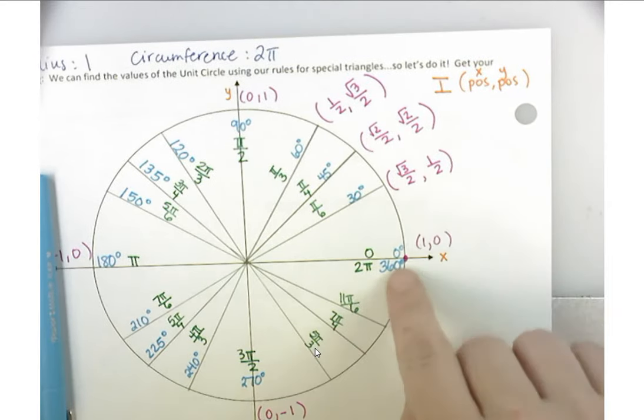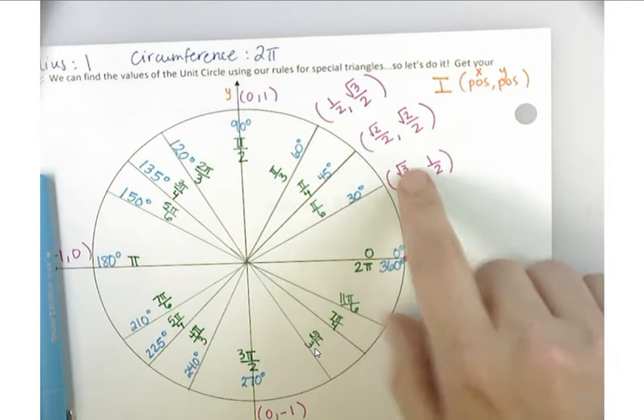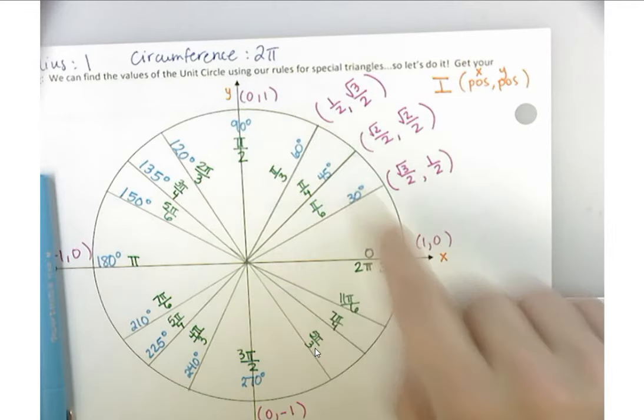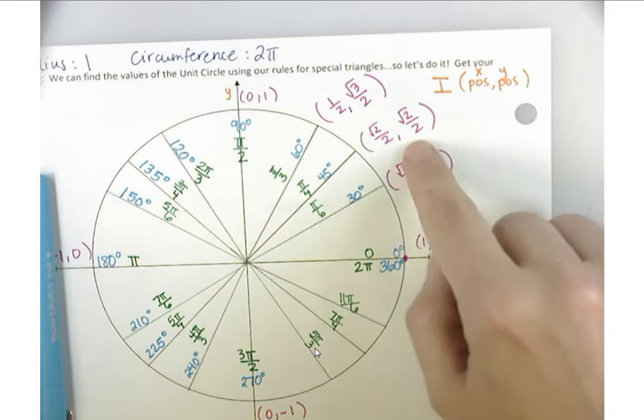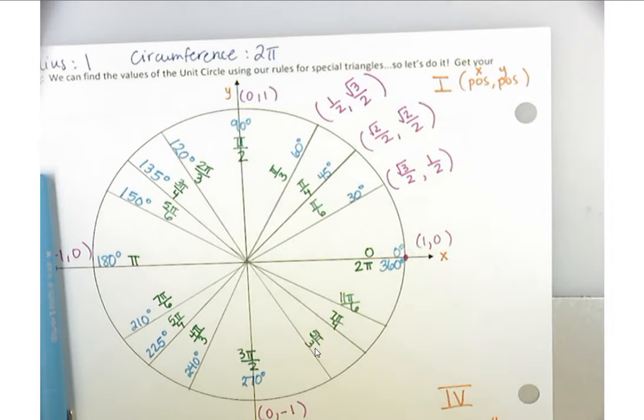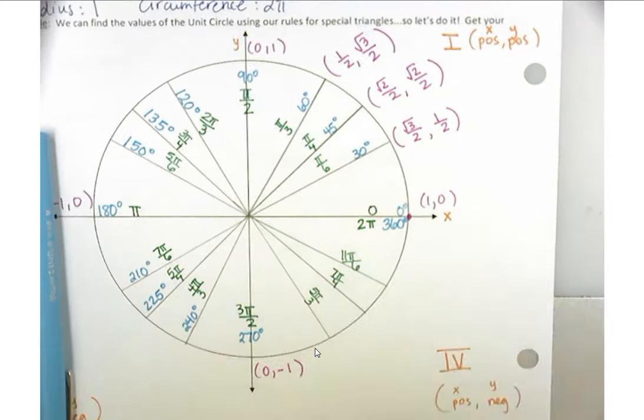Okay, and then from the 1, it would go root 3, root 2, 1, 0. So it goes up from 0, it goes down from 1. Cool? Don't act like you're not impressed.